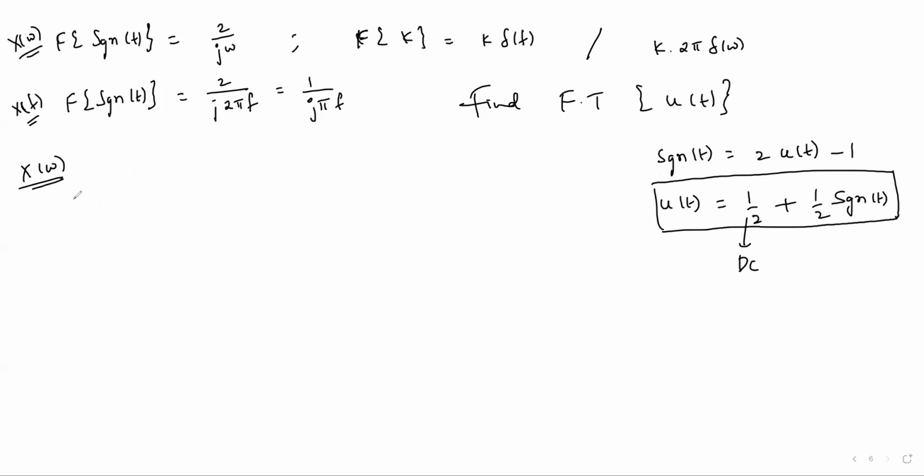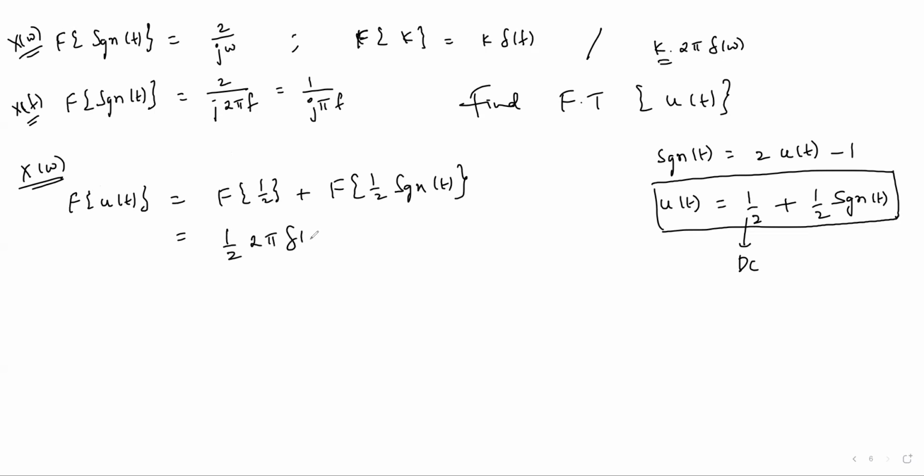So first, the Fourier transform of u of t is nothing but the Fourier transform of 1 by 2 plus the Fourier transform of 1 by 2 signum function. In omega analysis, the Fourier transform of 1 by 2 is a constant multiplied by 2 pi del of omega, so that is 1 by 2 into 2 pi del of omega, plus the Fourier transform of 1 by 2 signum function, where the Fourier transform of signum is 2 by j omega.